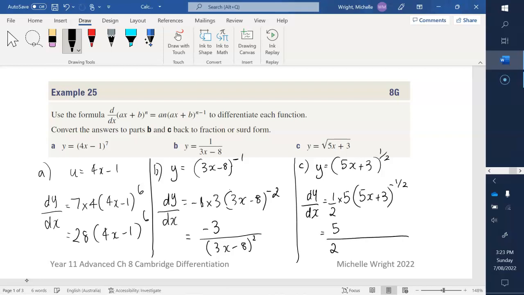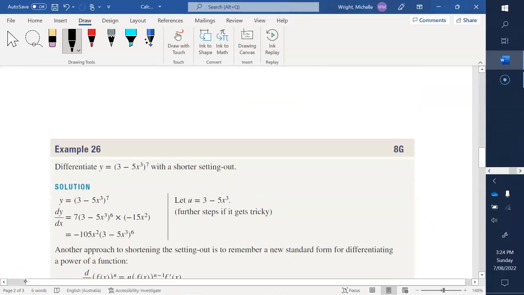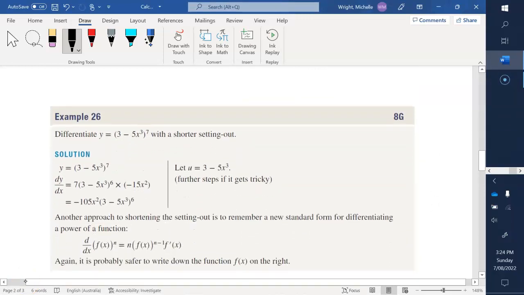The minus takes this down to the bottom, and the 2 tells me it's a square root, or a power of a half, of 5x plus 3. Okay, let's turn over the page and go down to the next question. What we are going to look at is differentiating this function here: y equals (3 minus 5x cubed) to the power of 7.